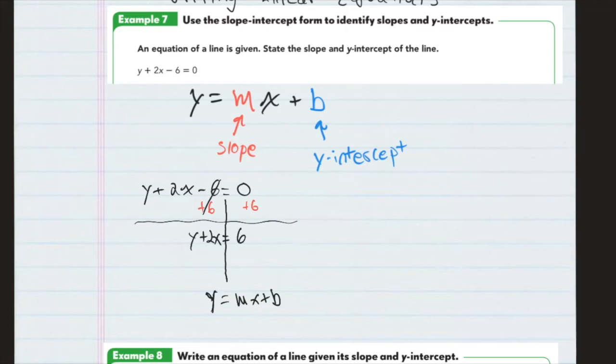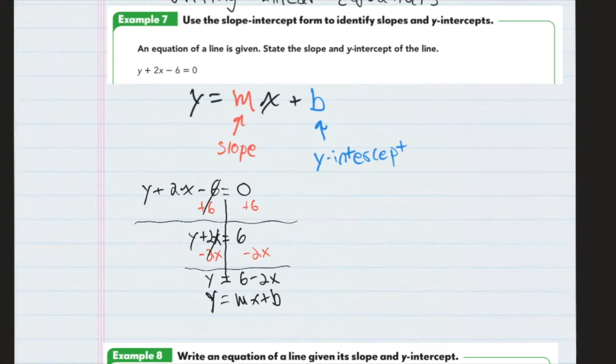Now it still doesn't look like y equals mx plus b, because this x is still on the left side, so I've got to move it over. So I'm going to subtract 2x from both sides. And now those cancel, and I have y equals 6 minus 2x.